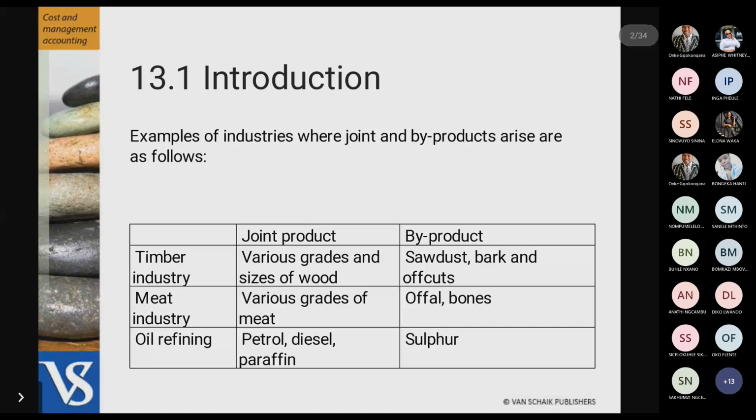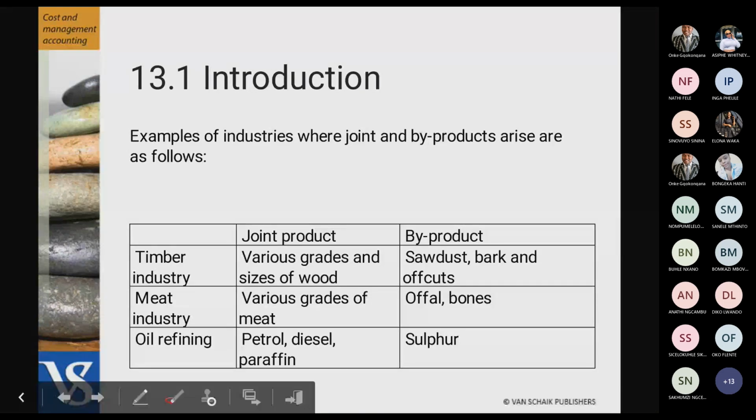So we look at the timber industry, meat industry, and also oil refining. And then they differentiate for us, talking about what could be considered a joint product and what could be referred to as a byproduct. So in timber, as you may probably know, they are working with wood, producing different types of products that come out of the wood. So they'll end up having various grades and sizes of the wood they are working with. We call that a joint product, a main product that we have.